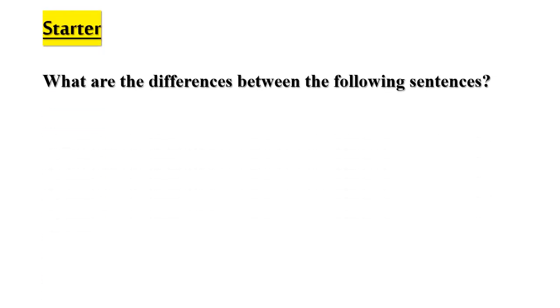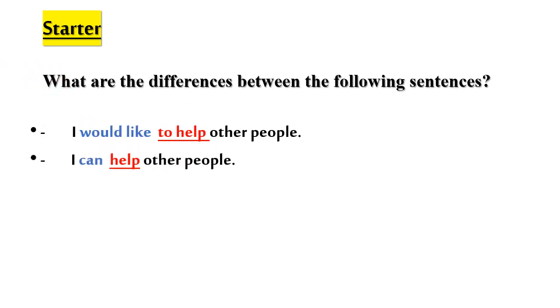Well, let's start our lesson with the following question. What are the differences between the following sentences? 1. I would like to help other people. 2. I can help other people. 3. I like helping other people. Well, let's talk about these examples one by one. Example 1. I'd like to help other people.